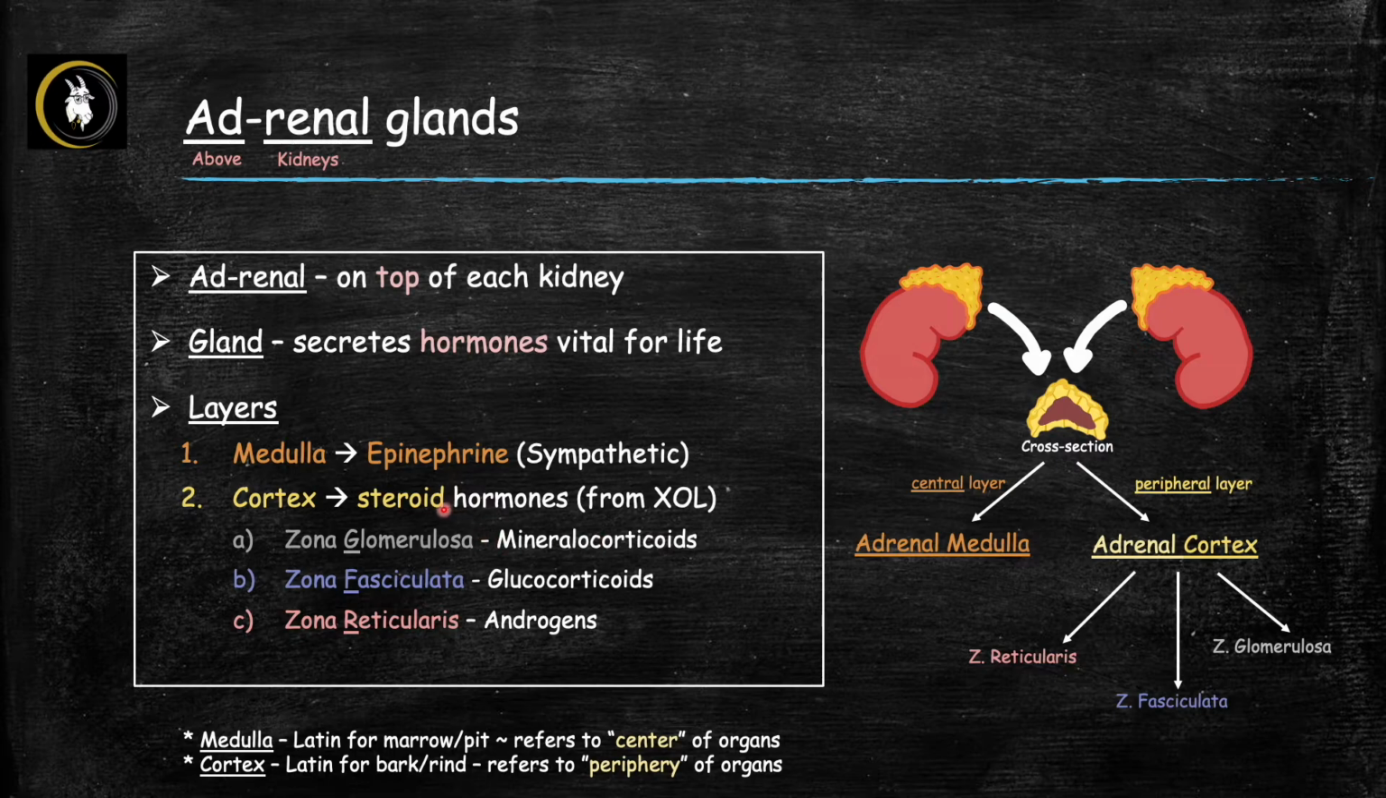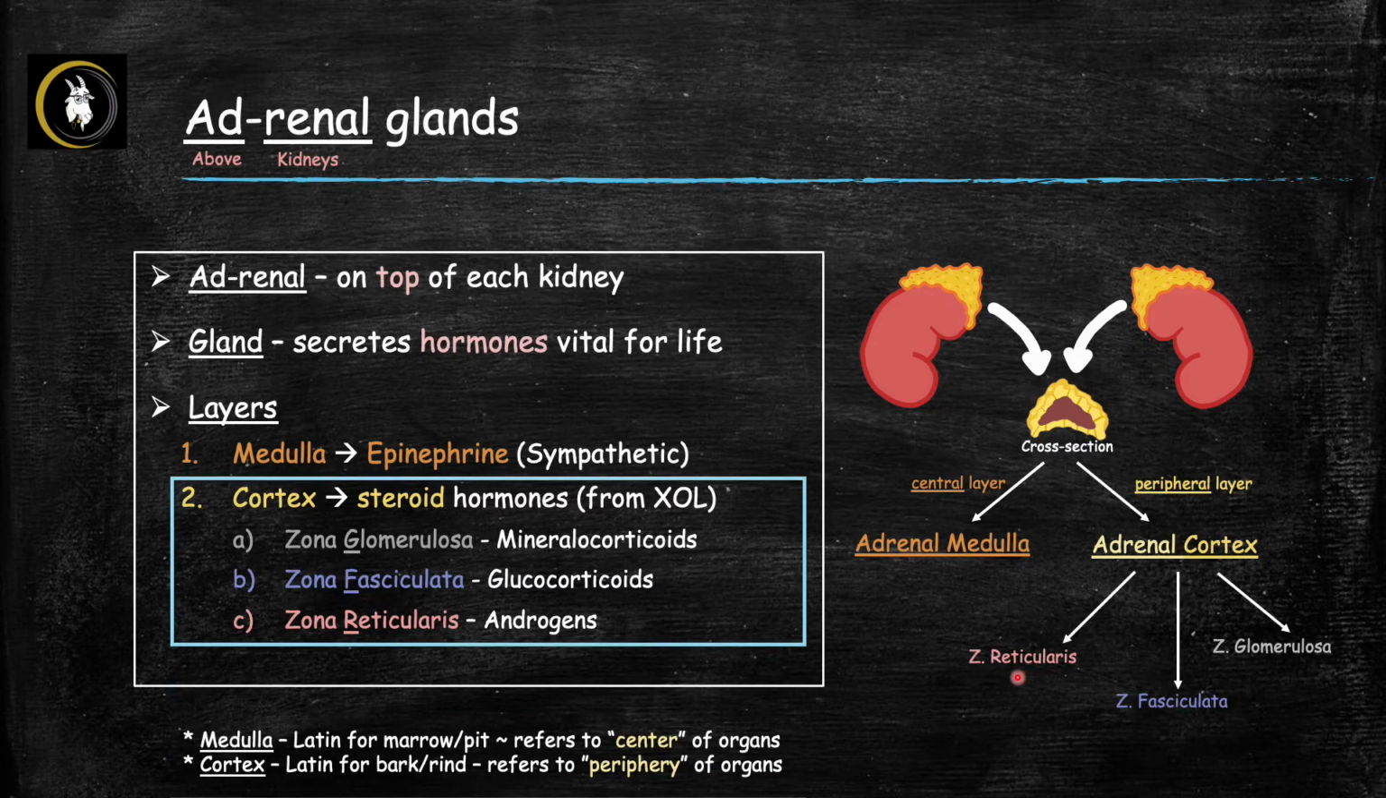All of these hormones are steroid hormones. They're different from epinephrine because steroid hormones are made from cholesterol. Because the adrenal cortex is so big, it's biologically divided into three separate distinct zones. Each of these zones is separate because they have different enzymes, and so they make different types of steroid hormones. We have the zona glomerulosa, the zona fasciculata, and the third zone is the zona reticularis. In the rest of this video, we're going to learn about these different zones and their hormones.